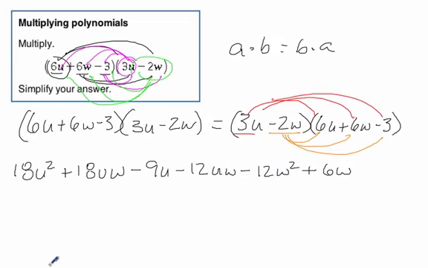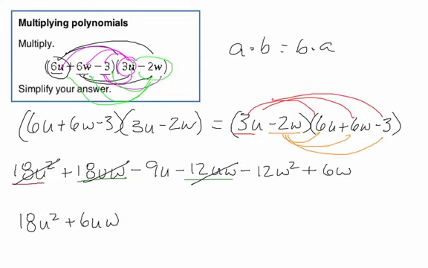Now we have to look for like terms. So here we've got w squared. Do we have any other w squareds? No. Alright, here I've got an 18uw. Do I have any other uw's? Yes, I do, right here. So these two go together. Since I don't have any other 18u squareds, I can just write that down, 18u squared, and mark it off. 18uw minus 12uw is a 6uw, so I can write 6uw, and I'm done with those two terms.